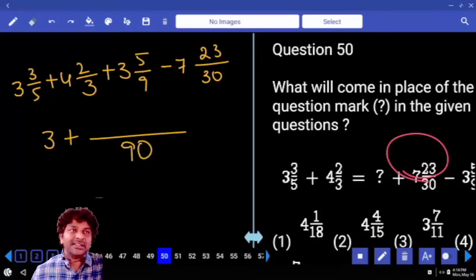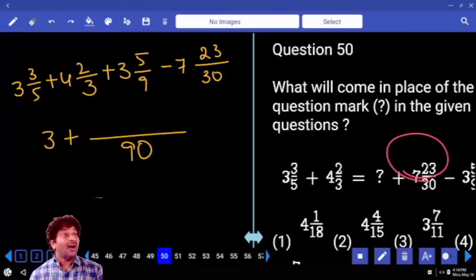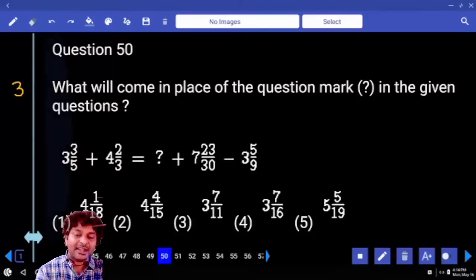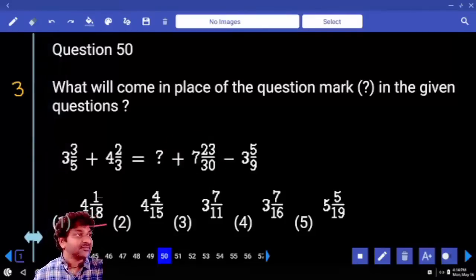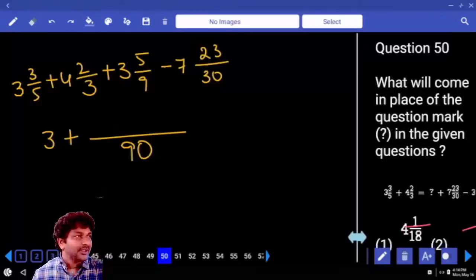After writing this, now you can verify. In the final answer, your denominator is going to be either 90 or a factor of 90. Correct? Look at your options. Can it be your answer? Is 18 a factor? Is 15 a factor? Multiple options are there, so we have to calculate, there is no way out. If there is only one option, you are done. Otherwise you have to calculate.